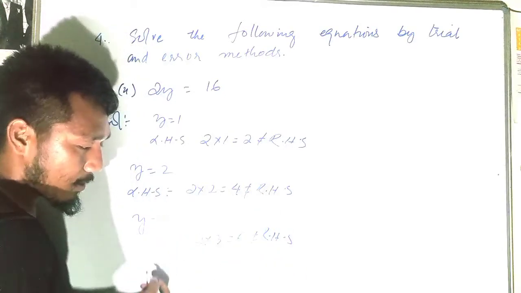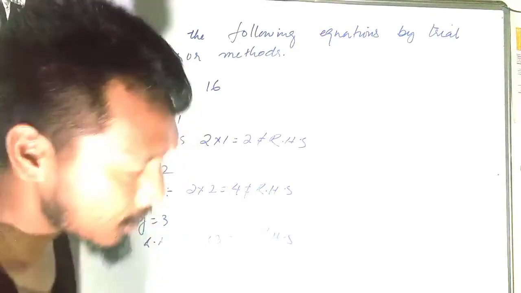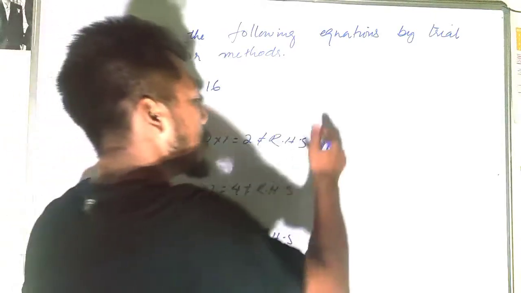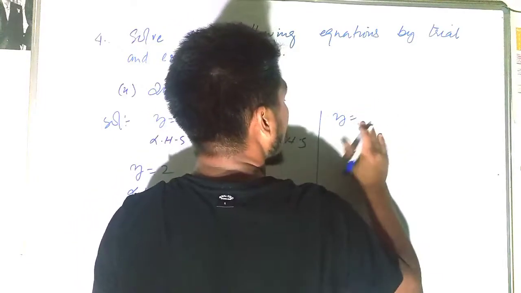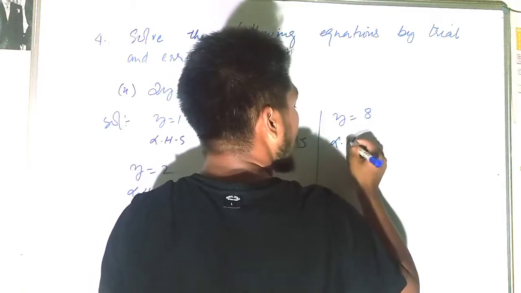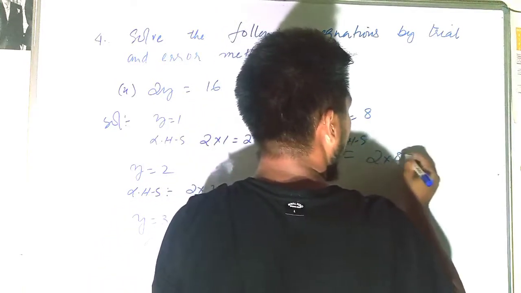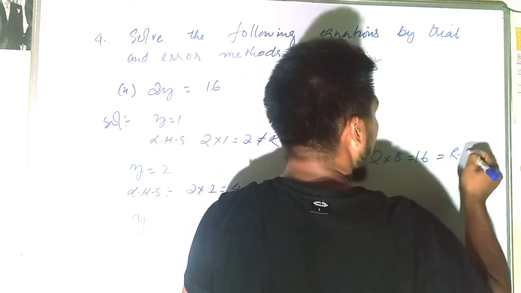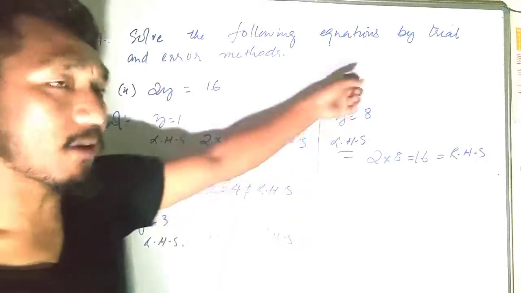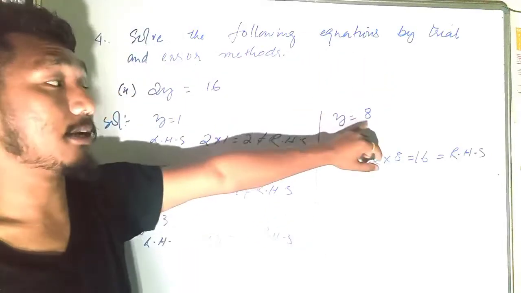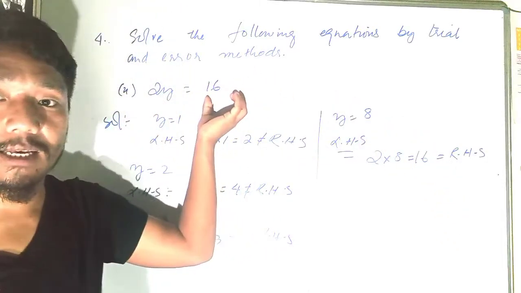Similarly, you keep on increasing 3, 4, 5, 6. But I will just take the number which is directly equal to the answer. If I put y is equal to 8, y is equal to 8, that means 2 into 8 is equal to 16, which is also equal to the right hand side. You can start putting from 1, 2, 3, 4, 5, 6, 7. I'm just doing 8 directly, because I know 8 times 2 is 16, which is equal to the right hand side.